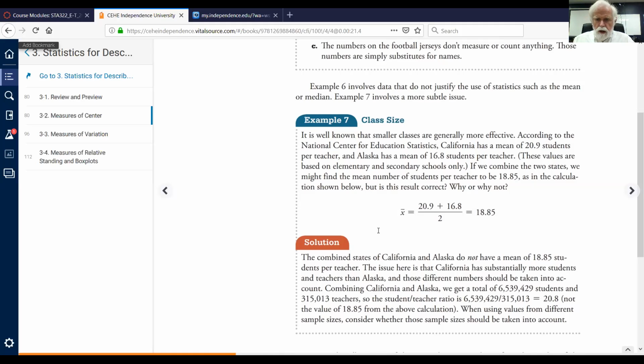This is not a useful number because it doesn't take into account the vastly different number of students in California versus Alaska. So we're comparing apples and oranges, and to just compare them straight across means nothing. This is another misuse of statistics, and so you can't really use such things.